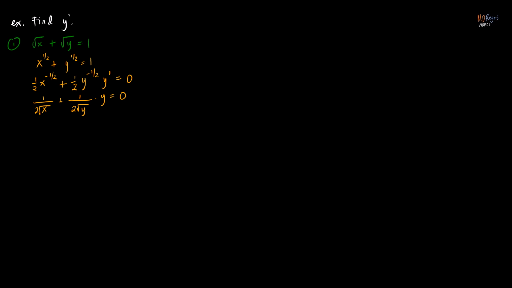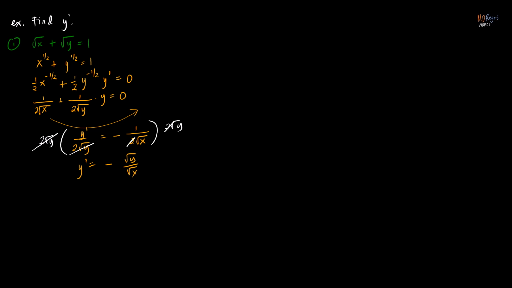Now transposing all the terms without y prime to the right side of the equation, we'll have y prime over 2 square root of y equals negative 1 over 2 square root of x. Then we'll multiply both sides of the equation by 2 square root of y, so that we'll be able to cancel this out and get y prime equals negative square root of y over square root of x. This is the derivative of the function.